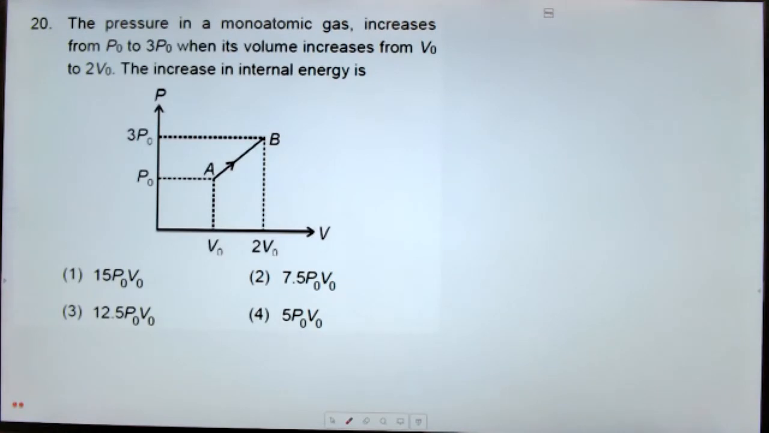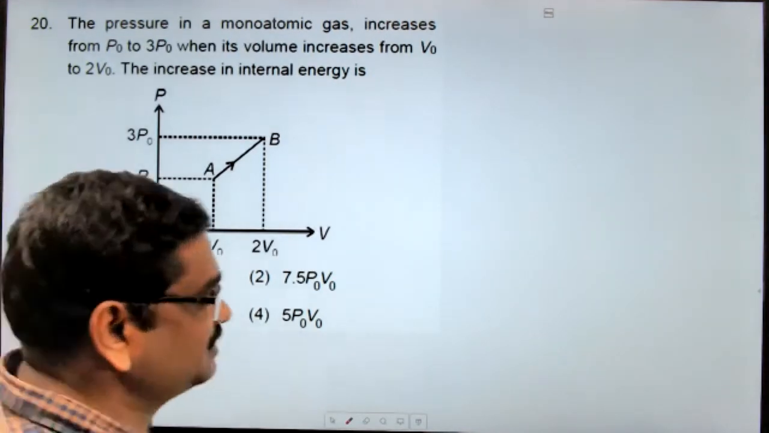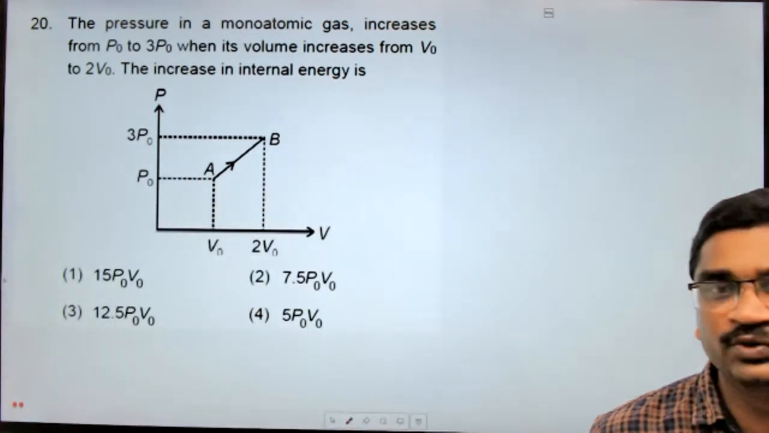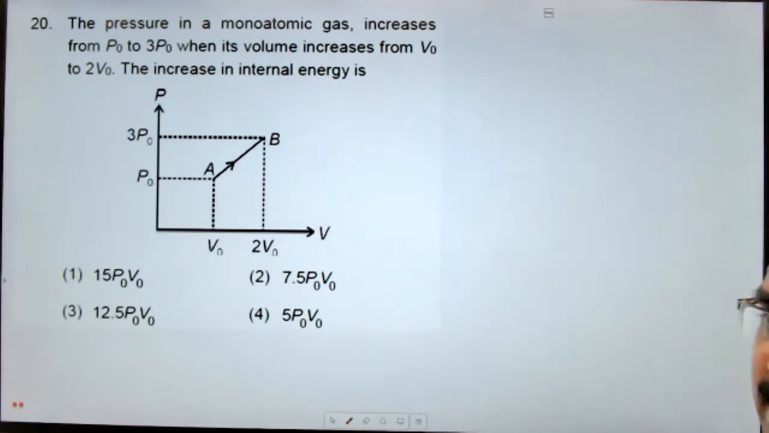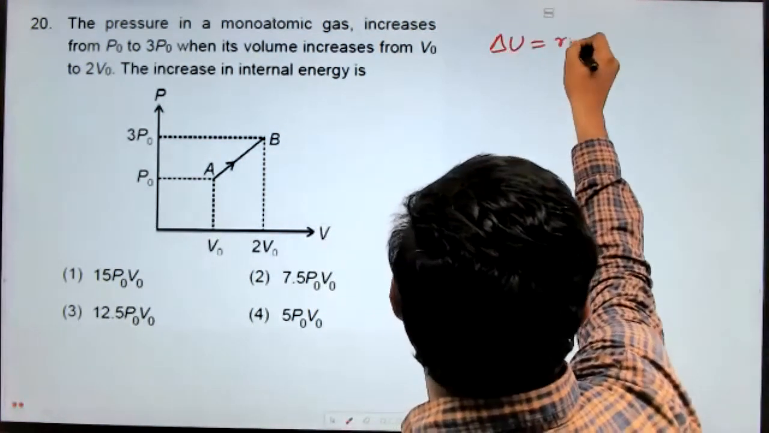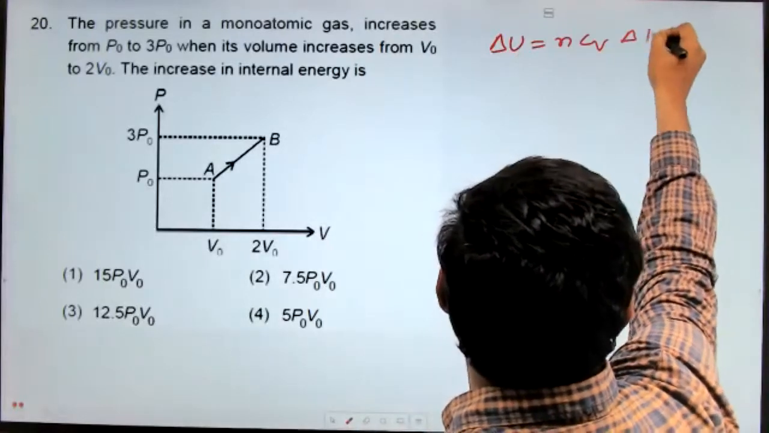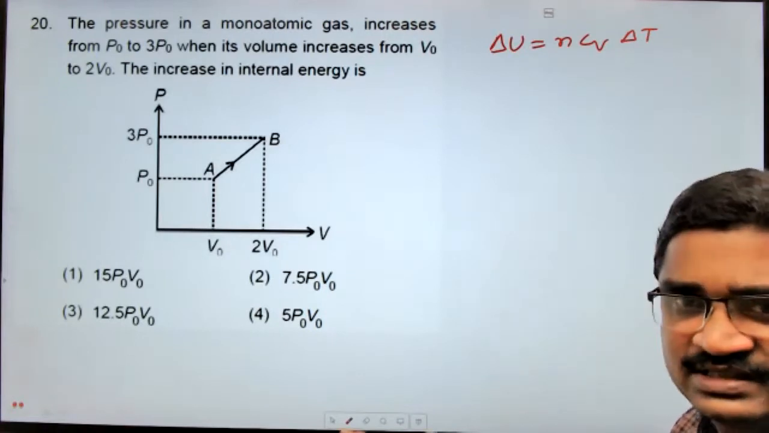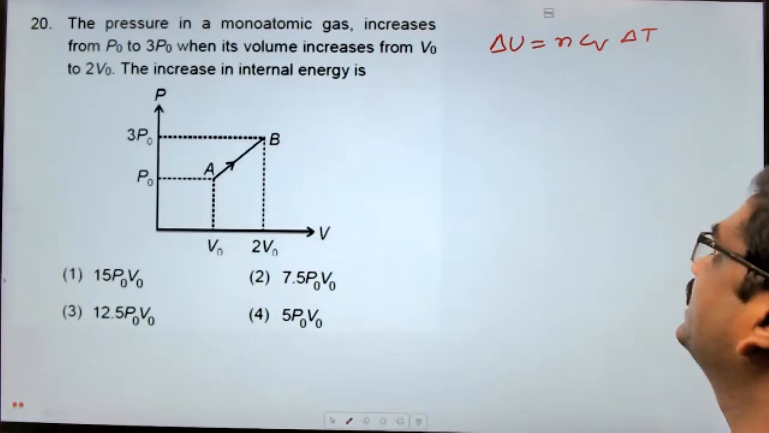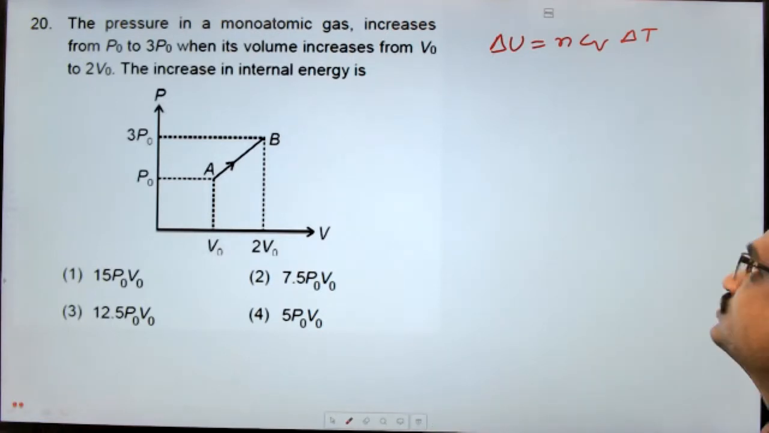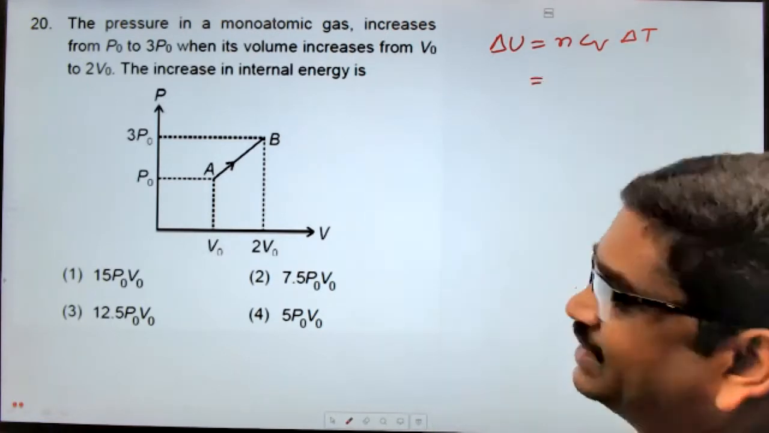Next. The pressure in a monoatomic gas increases from P0 to 3P0, and volume from V0 to 2V0. Now, the increase in internal energy. The change in internal energy formula is nCvΔT. But here we don't know Cv. So which gas is that? Just monoatomic gas. What about the change in temperature? Change in temperature is not given. So rewrite this in terms of pressure and volume.